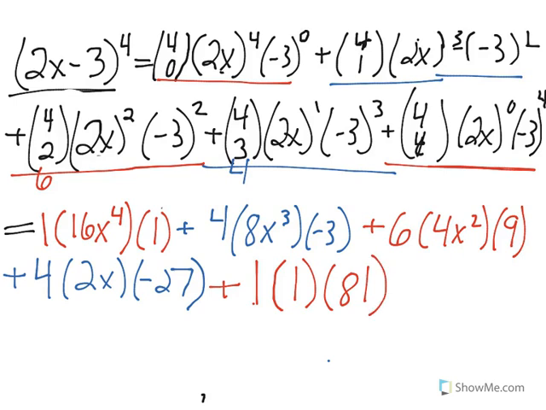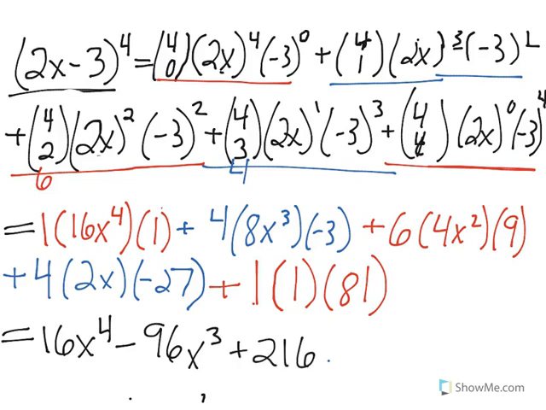So when you simplify all this, we get our final answer of 16x to the fourth minus 96x cubed plus 216x squared minus 216x plus 81. That's your final answer for 2x minus 3 to the fourth.